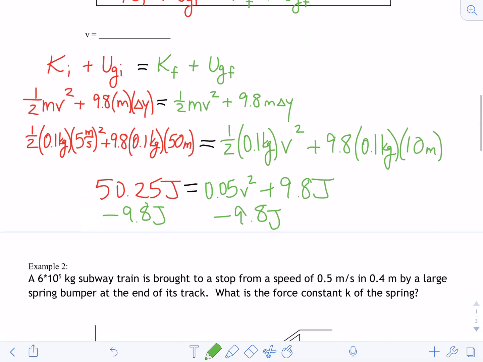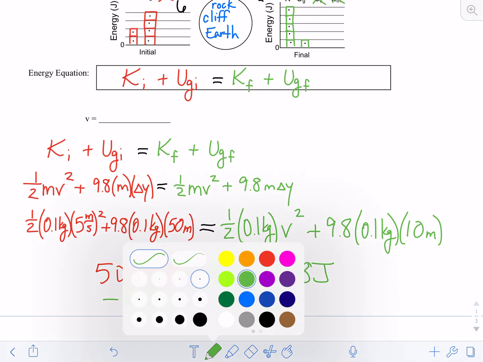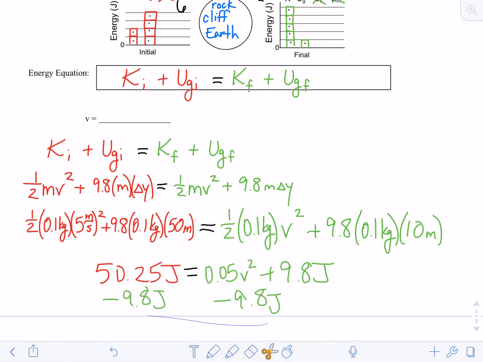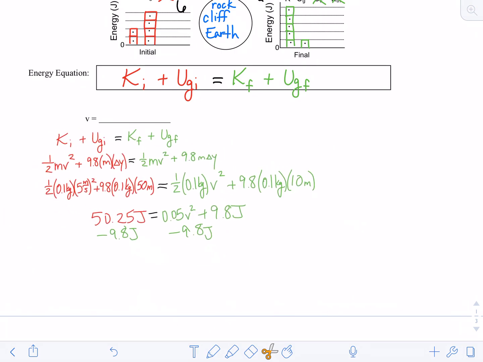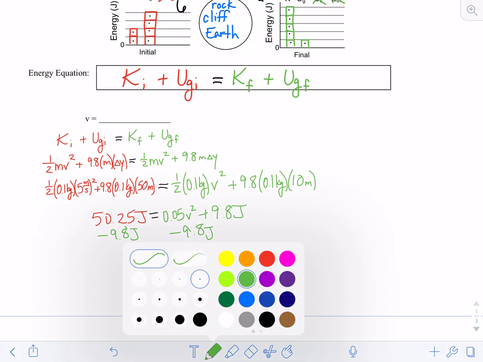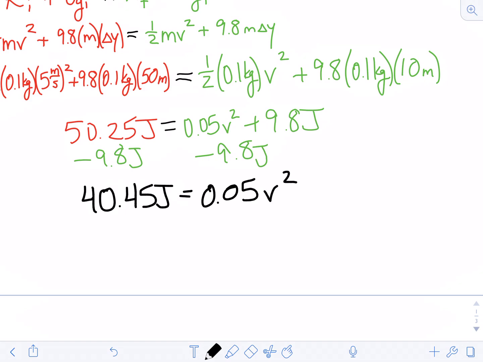That's a solid 40.45. Oh no, I'll run into my other example problem. Rats. Bad job, Fassbender. Should have spaced it out a little bit better. Well, this is the thing I love about Notability. Let's make that bad boy smaller. There we go. And so what do we have? I'll switch to black, now that the color coding doesn't make a difference. 40.45 joules equals 0.05 V squared. So to get the V by itself, we're going to divide by 0.05.